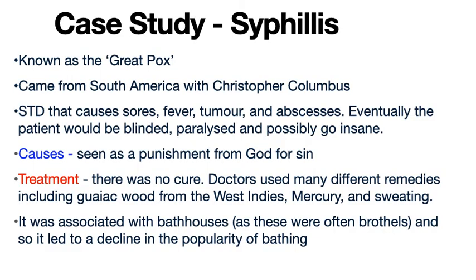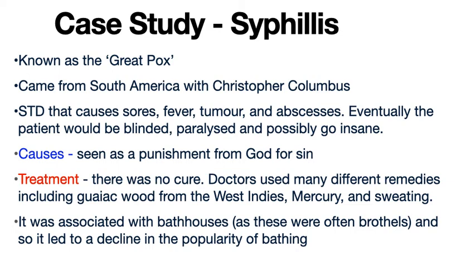Now we're going to start looking at some key disease case studies. And the first one is syphilis. Now, syphilis at the time was known as the Great Pox. It came probably from the New World with Christopher Columbus, and it's basically an STD that causes sores, fever, tumours, abscesses. Eventually, you might go insane from syphilis. So it's quite nasty. It was seen as a punishment from God for sin, which just kind of makes sense given that it's an STD.